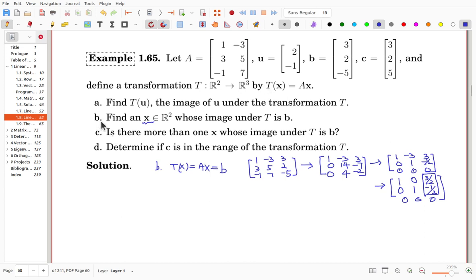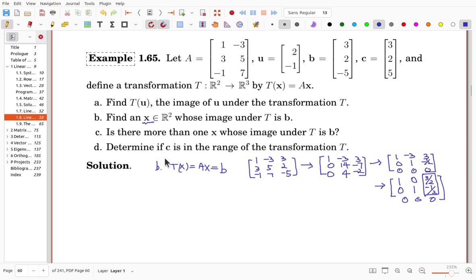Is there more than one x whose image under T is b? In part b, we found one x. Now it is asking whether there is more than one solution. For that we would need a free variable, but these two are already pivot columns, so there is no free variable. So for part c, the answer is no.